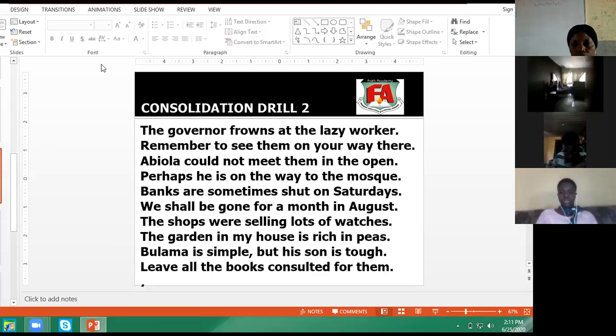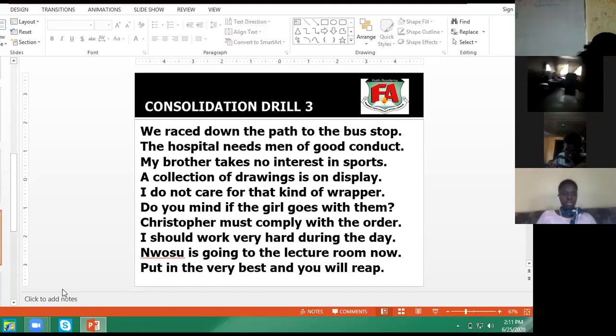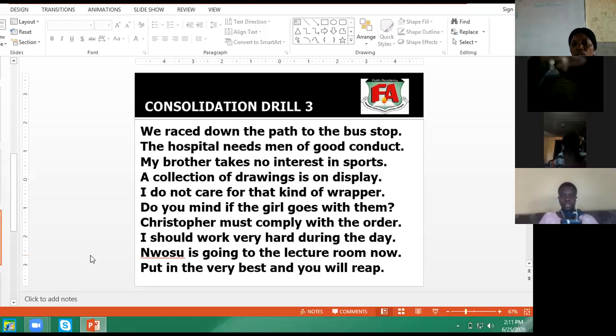Okay, that was the second consolidation drill. Let's go to the third one. Consolidation drill three. So quickly, I'm going to practice with these two. We race down the path to the bus stop, full stop. The hospital needs men of good conduct.